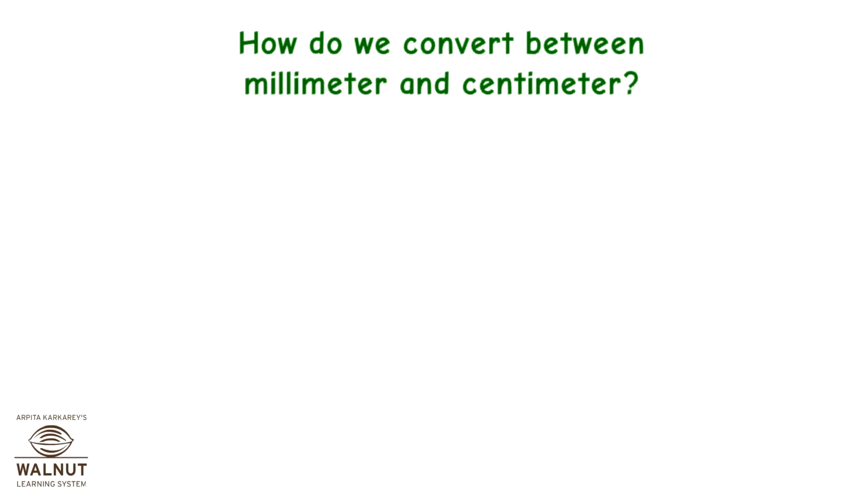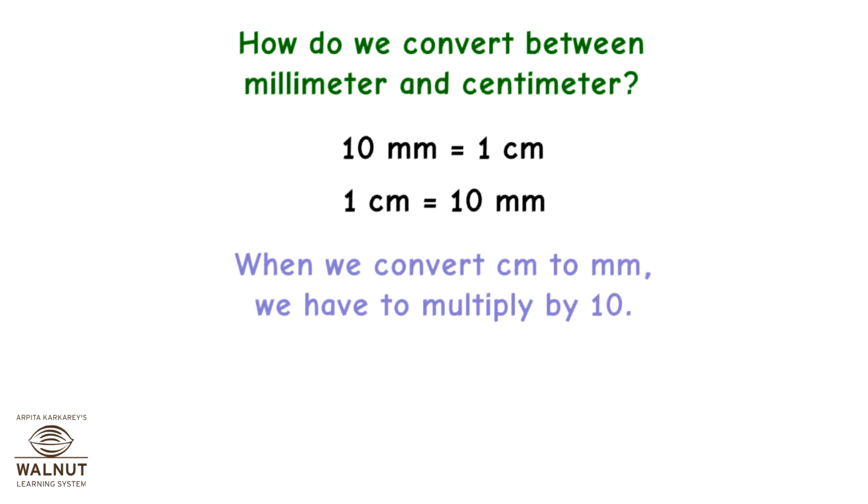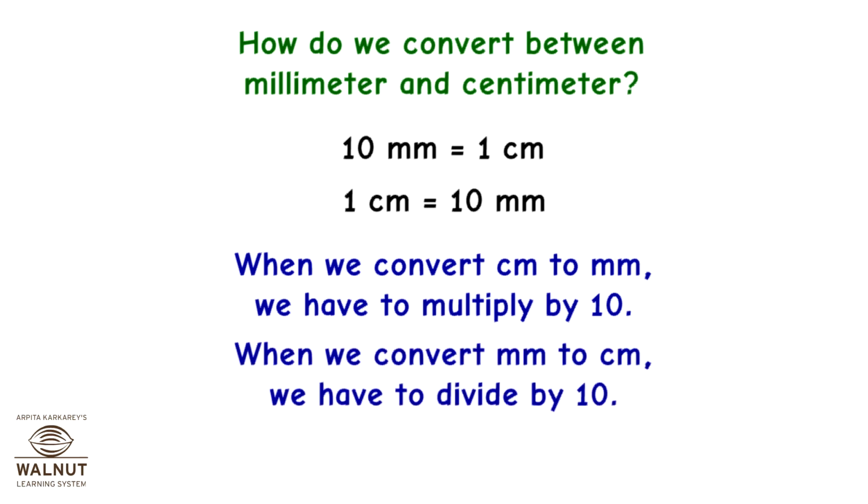How do we convert between millimeters and centimeters? 10 millimeters is equal to 1 centimeter. 1 centimeter is equal to 10 millimeters. When we convert centimeters to millimeters, we have to multiply by 10. When we convert millimeters to centimeters, we have to divide by 10.